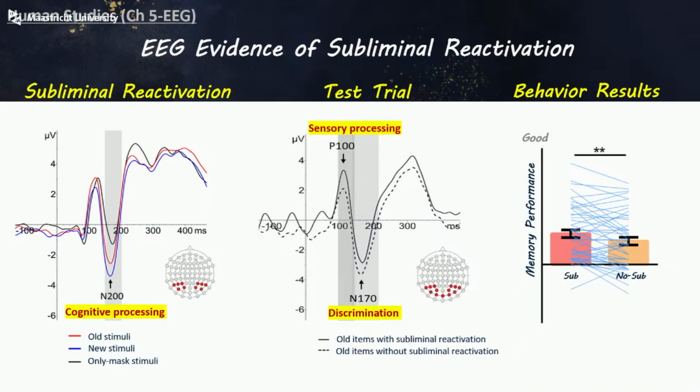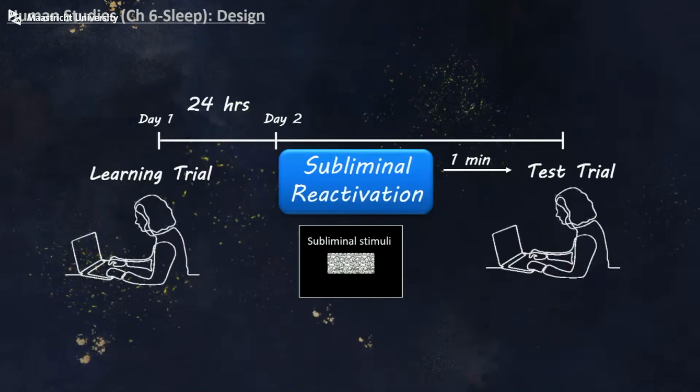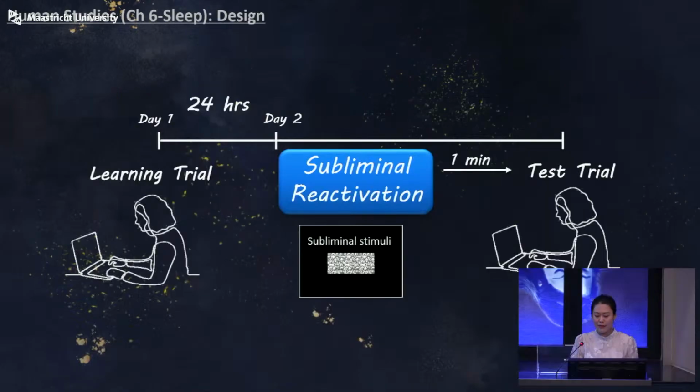Importantly, all these EEG results were supported by behavior data. We found that subliminal reactivation can improve memory performance compared with no subliminal reactivation. This suggests that subliminal reactivation can be processed in the brain and can improve memory performance. After validating this method, we move on to the main question: whether subliminal reactivation can counteract sleep deprivation-induced memory deficits.